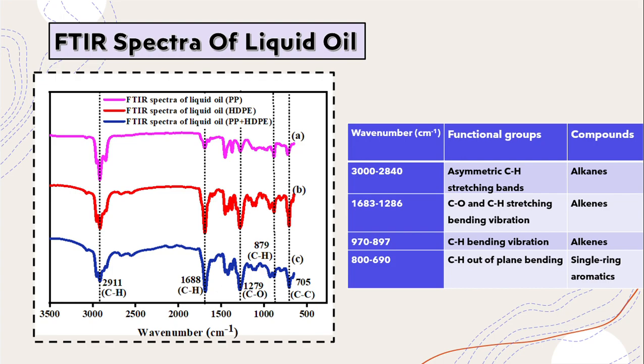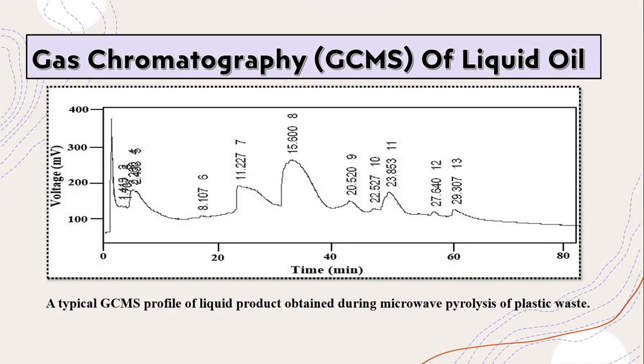Here is a table and figure that show the FTIR spectra of liquid oil, which consists of functional groups and compounds like alkanes, alkenes, and single ring aromatics of liquid oil obtained from plastic waste. Here is the gas chromatography of liquid oil. The figure shows that each peak has a percentage of the liquid oil, and it is a GCMS profile of the liquid product obtained during microwave pyrolysis of waste plastic.